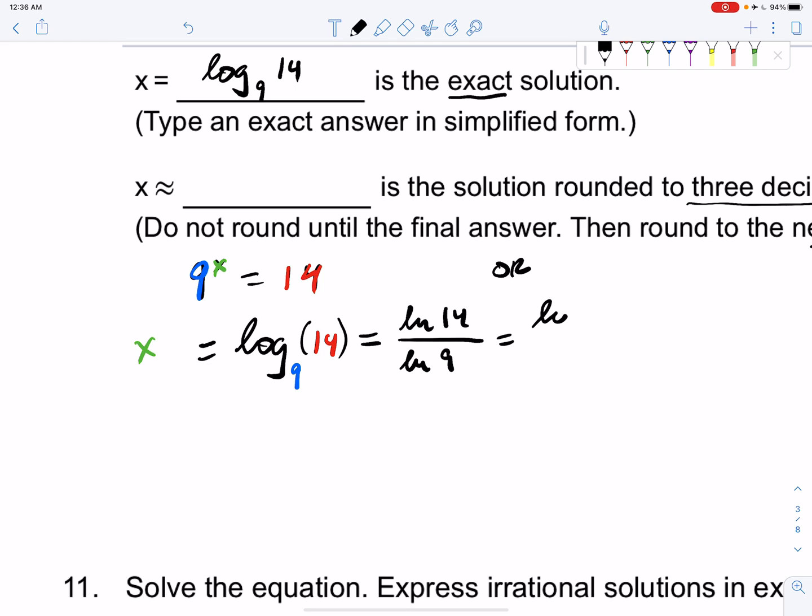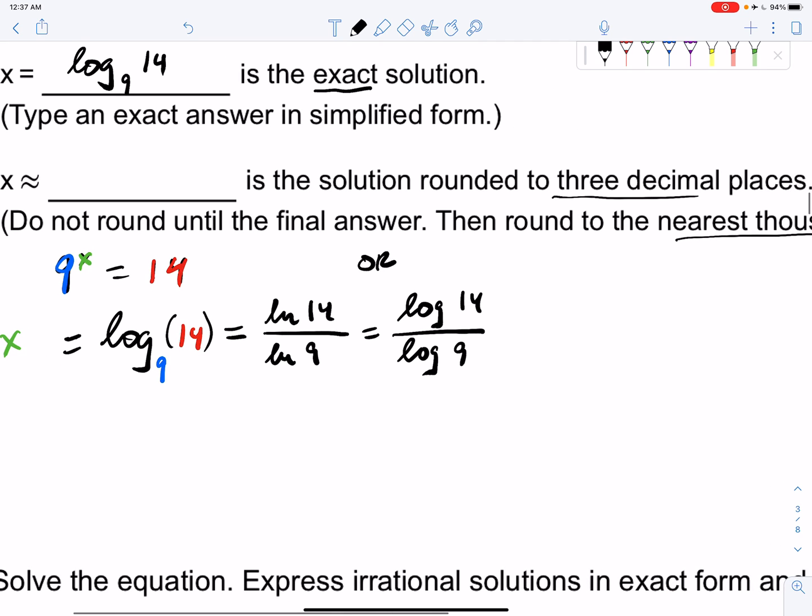Or also equal is log base 10, which is the common log of 14 over log of 9. And both of those, we have both those buttons on the calculator, will give us an approximation, which, rounded to 3 decimal places, is 1.201. Excuse me, 0.201.